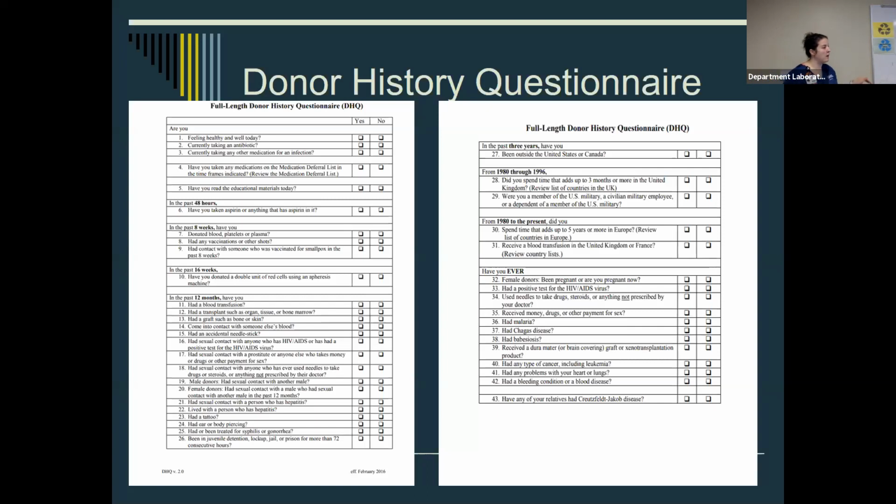These are all lifestyle questions, all right? What are you engaging in? If you're engaging in these activities, it puts you at a higher risk for infectious disease, okay? That's the purpose of these questions. These questions protect the recipient, all right? This reduces the risk of transmitting infectious diseases to our recipients, okay? Had sexual contact with the person who has hepatitis, live with the person who has hepatitis.